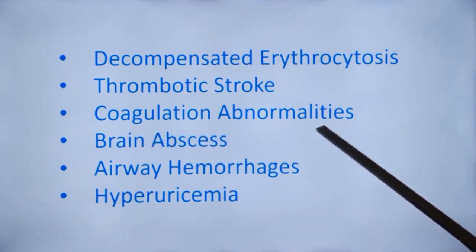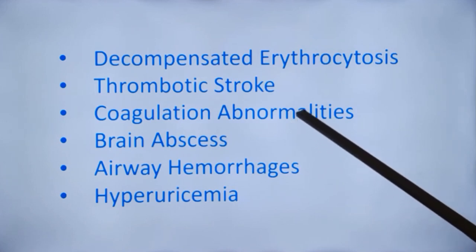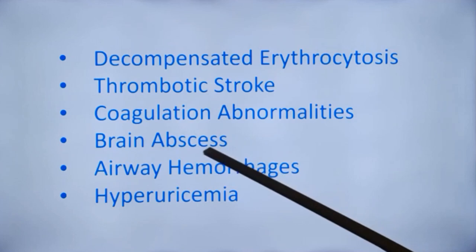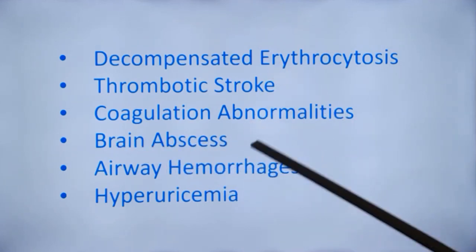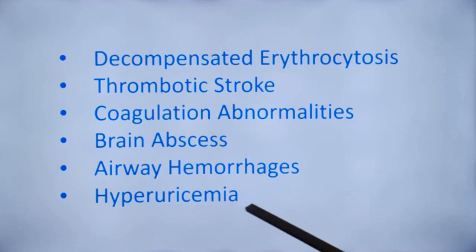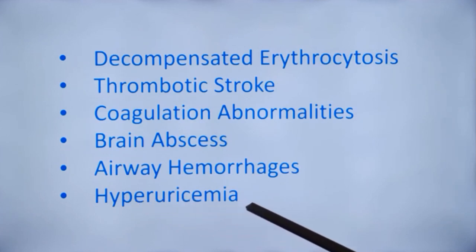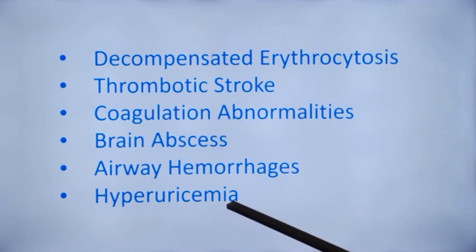Coagulation abnormalities can be seen because there are platelet function abnormalities in Eisenmenger syndrome. Then brain abscess is an important complication which can occur in Eisenmenger syndrome. And because of the large cell turnover, there is also a possibility of hyperuricemia and related symptoms in persons with Eisenmenger syndrome.